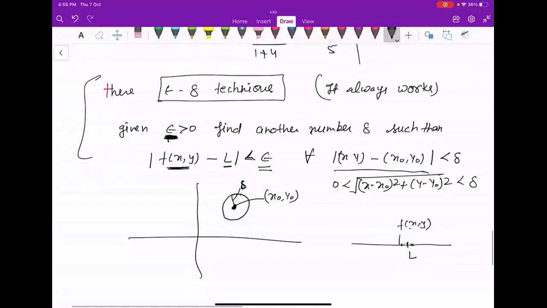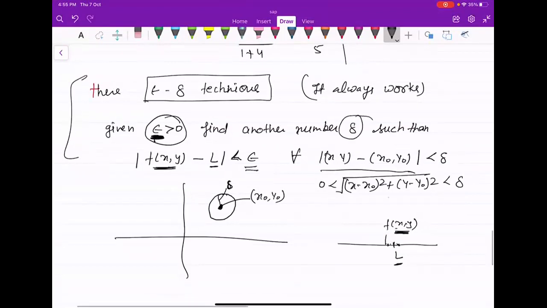For given epsilon greater than 0, it means the difference between the function f(x,y) and L is very small. Then we have to find such a delta for which the distance between (x,y) and (x0,y0) is less than delta. So we have to compute the value of delta in terms of epsilon. If we are able to find it, then we can say the limit exists.